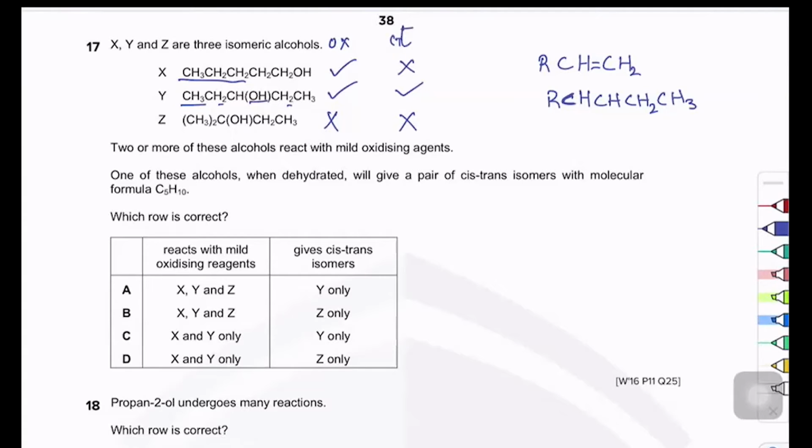तो हमारे पास ये सारी सिचुएशन आ गई है. So now reacts with mild oxidizing agent, that's going to be X and Y, and give cis trans isomers, that's Y only. So Y only and X and Y. C.